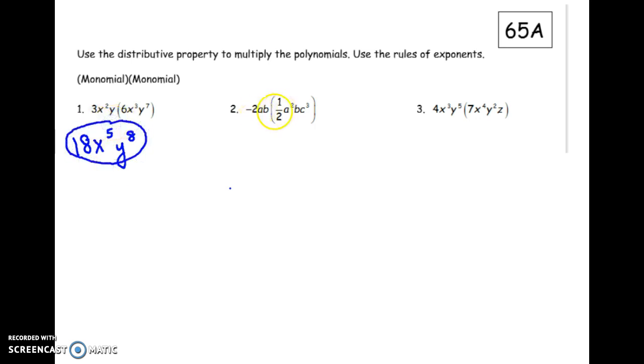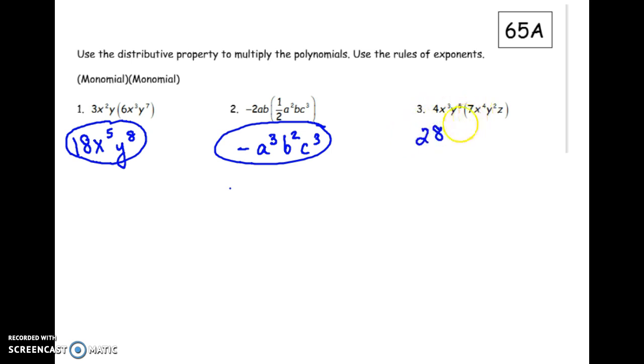Negative 2 times 1/2 is a negative 1, so I'm just going to write a negative, and a times a squared is a to the third power, and b times b would be b squared, and then we don't have a c here, but we do have a c inside here, so this would just be c to the third. So now we look at our coefficients. Again, we're multiplying. 4 times 7 is 28.